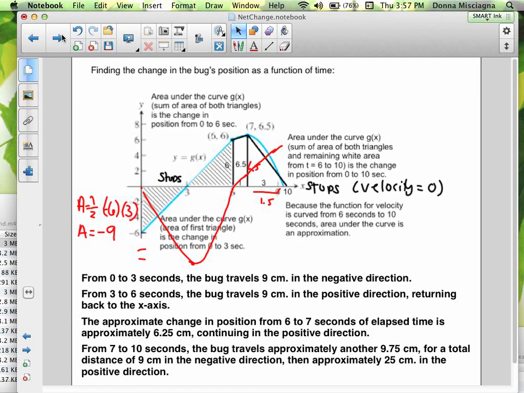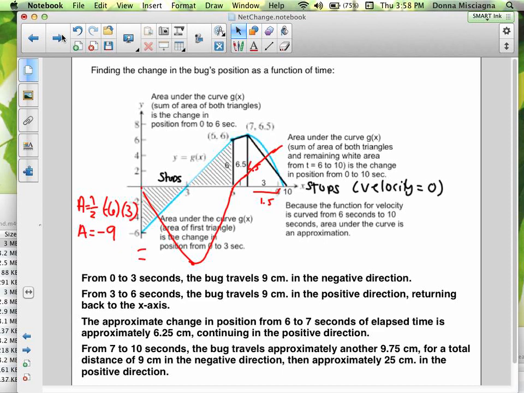All right, so now it's going to keep moving in the positive direction because our graph is above the x-axis. And if we find the area under the curve, we find the total change in position. Right? So from 6 to 6.5 seconds, I've got a trapezoid there that pretty closely models the function. One side is 6, one side is 6.5. So add those together and divide by 2, because that distance there is only 1, which means it's traveled another 6.25 centimeters. So it's still traveling in the positive direction.